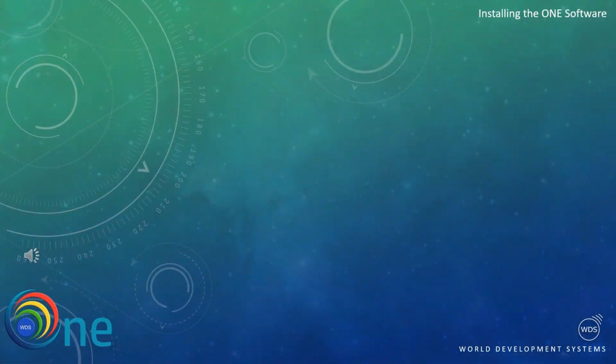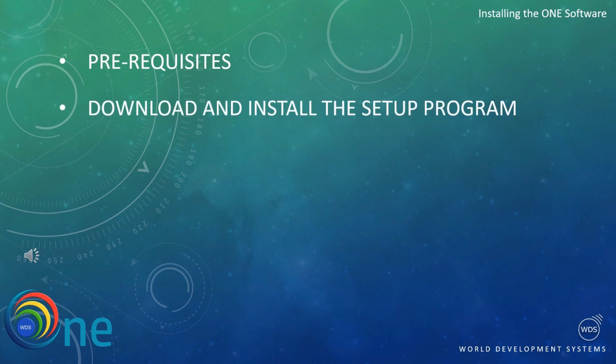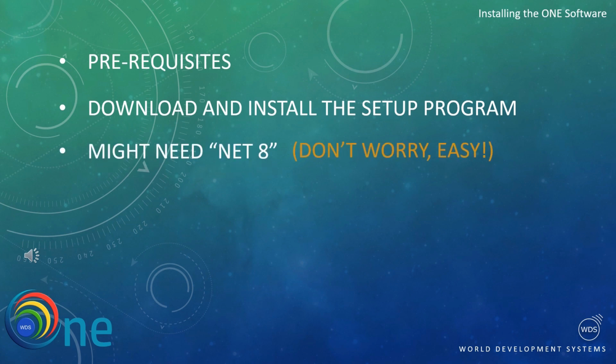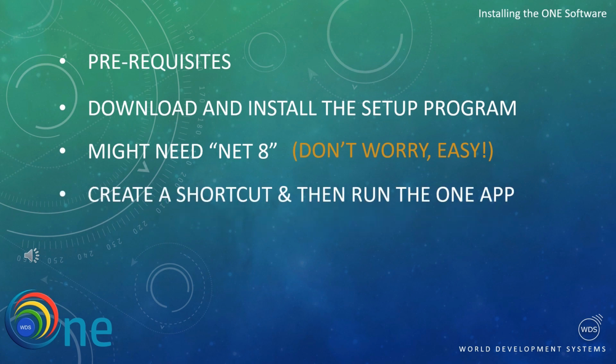What I'm going to cover in this video is prerequisites, so just a couple of pointers before you start, downloading and installing the setup program, the potential need to add a Microsoft component called Net8. Don't worry, that's easy, I'll walk you through it. Creating a shortcut on the Windows Start menu and or the taskbar so that we can run the One app. And finally, I'll just mention how to deal with One software updates.